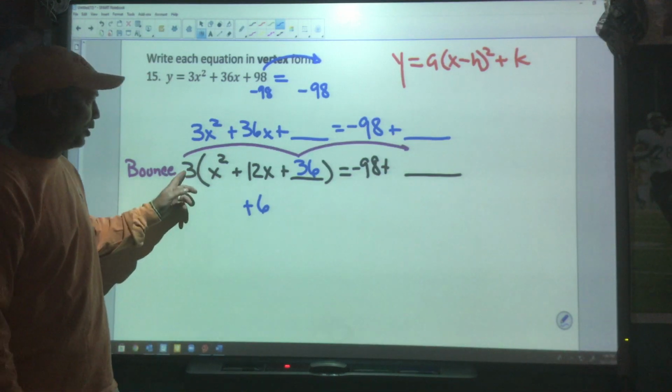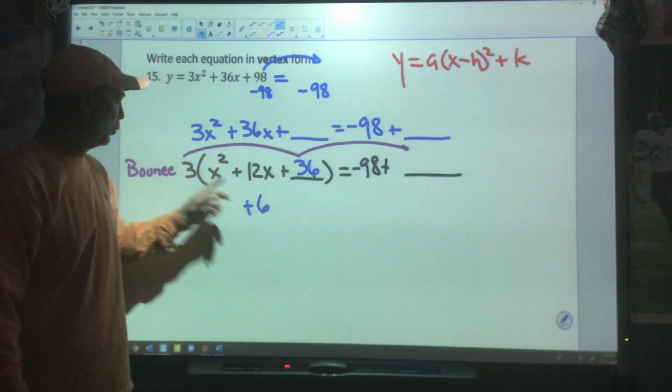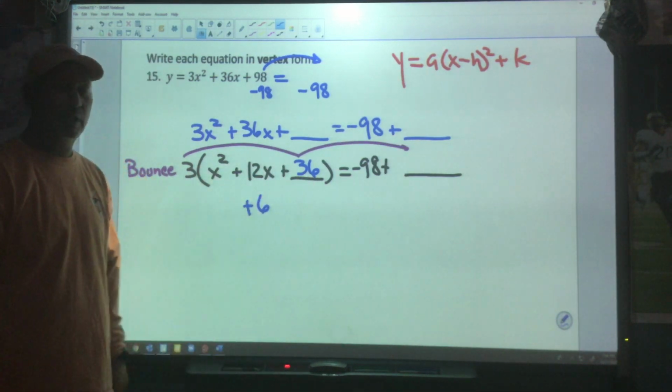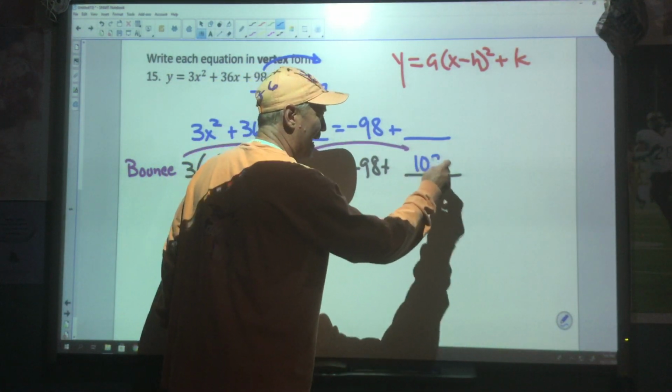Now remember what I said, we're going to have to bounce this, because we factored. So what is 3 times 36? 3 times 36 turns out to be 108.